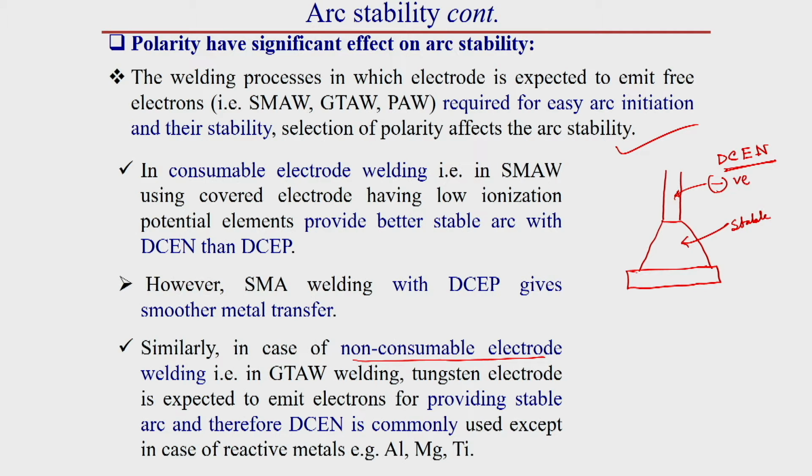But for some reactive materials like aluminum, magnesium, titanium, once we go for welding, there we should use DCEP, because DCEP provides some good action on these types of material. So some exception is there. So what we get from here, that once we go for consumable electrode as well as non-consumable electrode, generally when the electrode is connected with the negative terminal, that means DCEN polarity, it gives a stable arc in both cases.